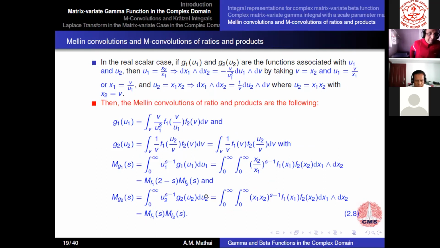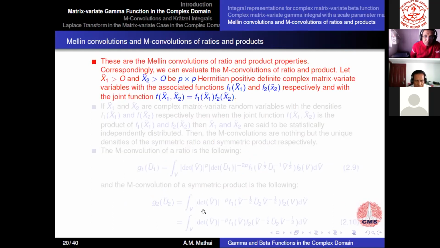So these are the corresponding results we have. I call them M-convolutions. For products, you have many different functional forms, and for ratios we have plenty more. And we can also connect it to fractional calculus, fractional integrals.